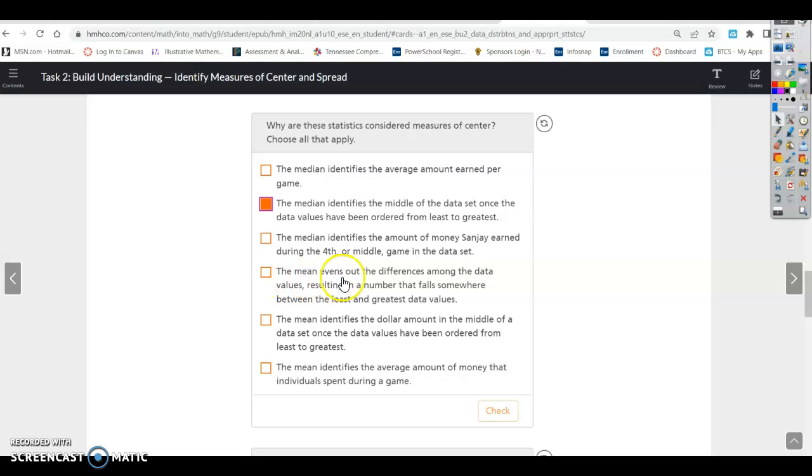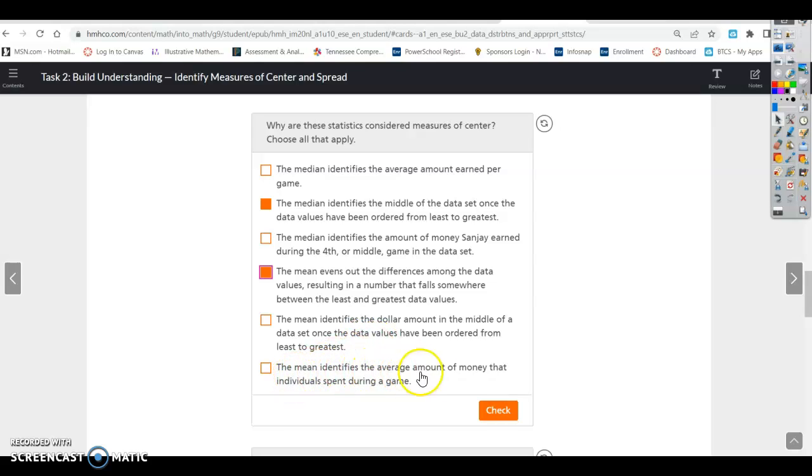The median identifies the amount of money CNJ earned during the fourth or middle game. The mean evens out the difference among the data values, resulting in the number that falls somewhere between the least and the greatest data value. All right, so the mean does kind of even out the differences. The mean identifies the dollar amount in the middle of the data set. It's not necessarily in the middle.